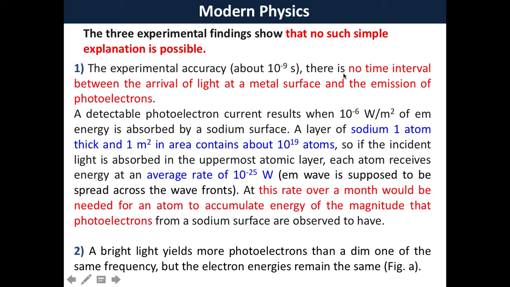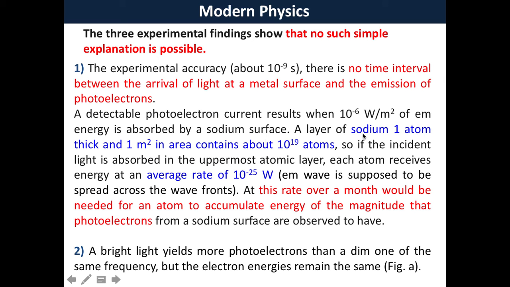There is no time interval between the arrival of light at a metal surface and the emission of the photoelectrons. So there is no time interval between the arrival of light at the metal and the emission of the photoelectrons. A detectable photoelectron current results when 10 raised to minus 6 watt per meter square of EM energy is absorbed by the sodium surface.